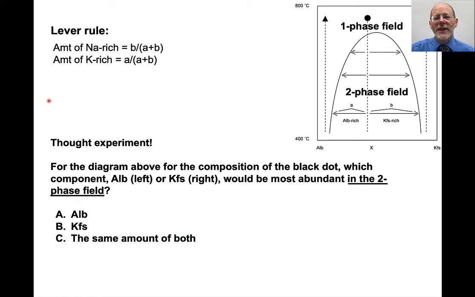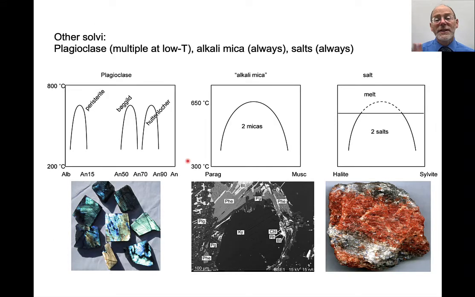So now we can go up here again. Here's our circle. If we cool our circle down into the two-phase field, so it separates out into a sodium-rich and potassium-rich feldspar, which would be most abundant? And the answer is it would be the albite-rich feldspar, because this composition is closer to the albite-rich side of the solvus. There are lots of solvi in lots of different mineral systems.